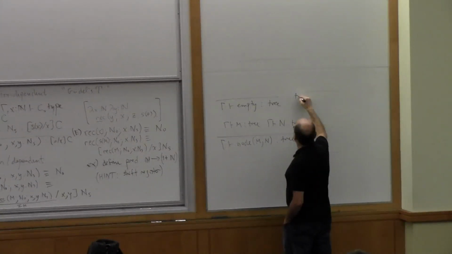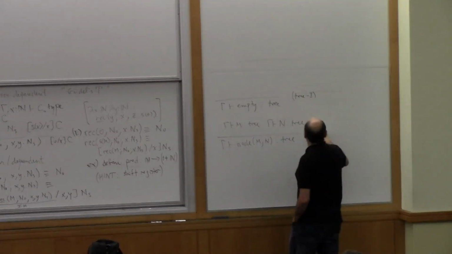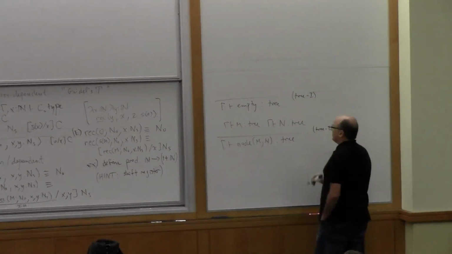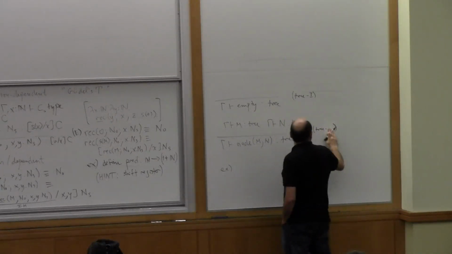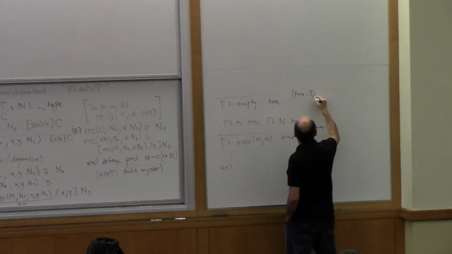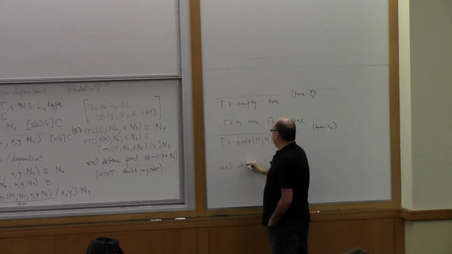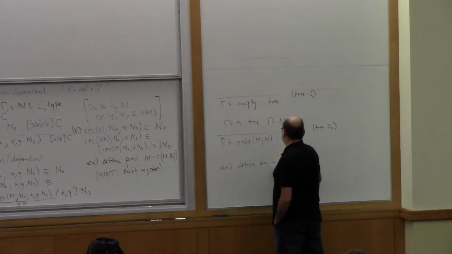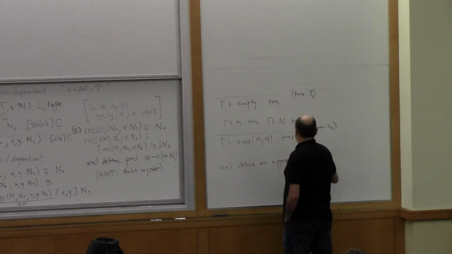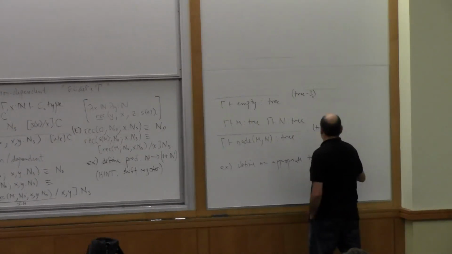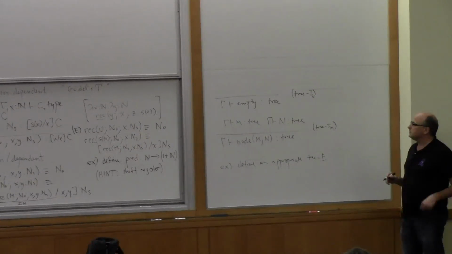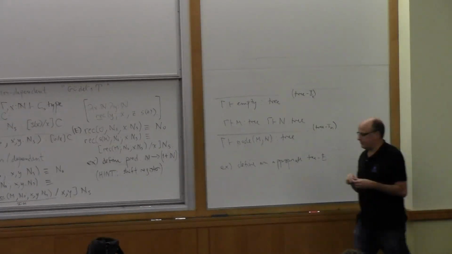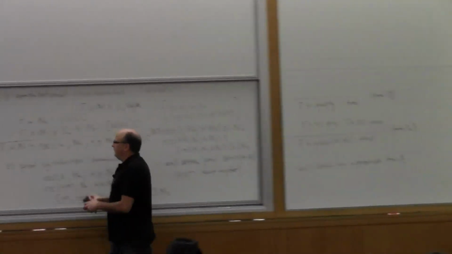So this will be called tree introduction and tree elimination. Your exercise: this is leaf for empty, and this is node, and then the exercise is to define an appropriate tree elimination, and its definitional equivalences. So we'll leave that as an exercise for you.